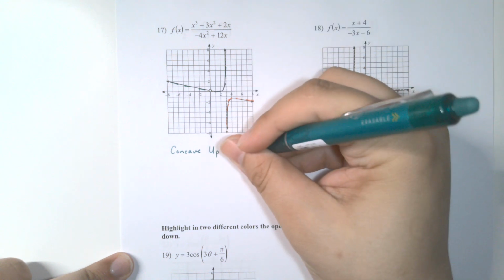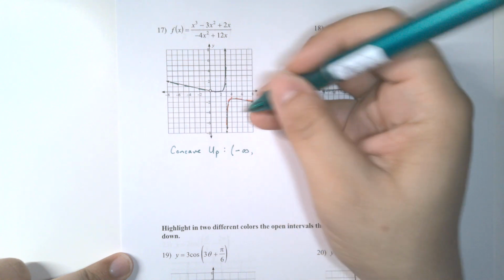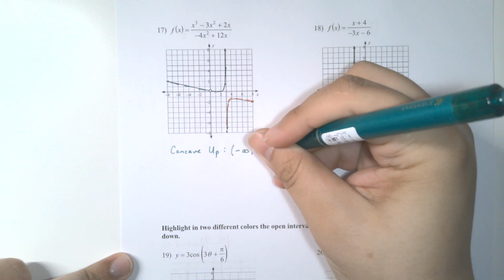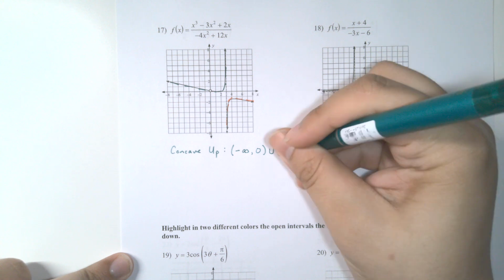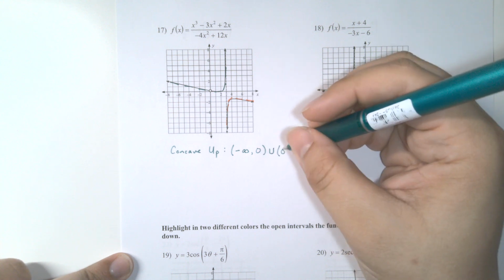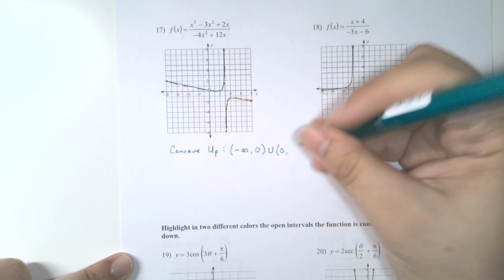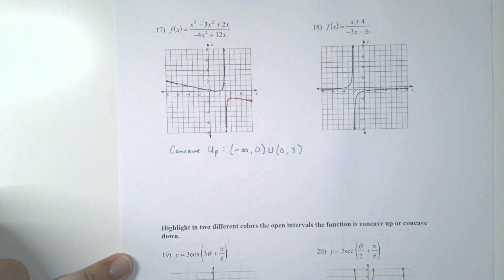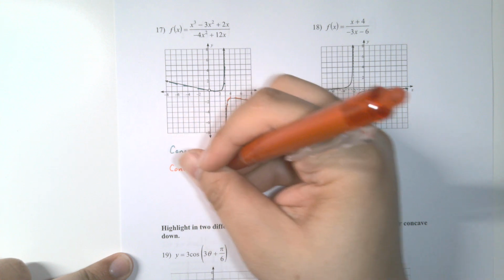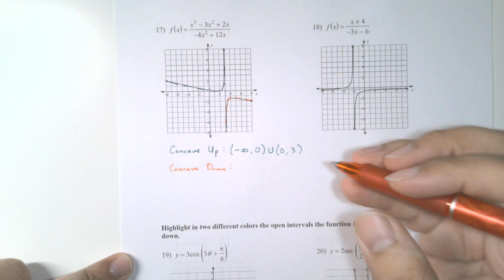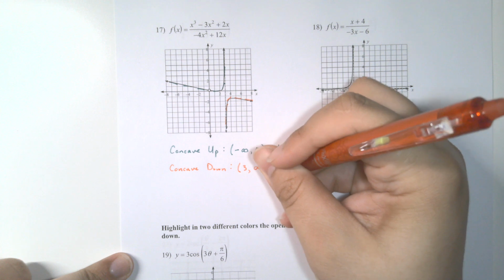So we say that this is concave up from negative infinity all the way to 0. Jump over that with a union symbol. And start on the other side of 0 again. So we're just skipping over 0. And then it's concave up all the way until 3. And we are concave down from 3 all the way to positive infinity.